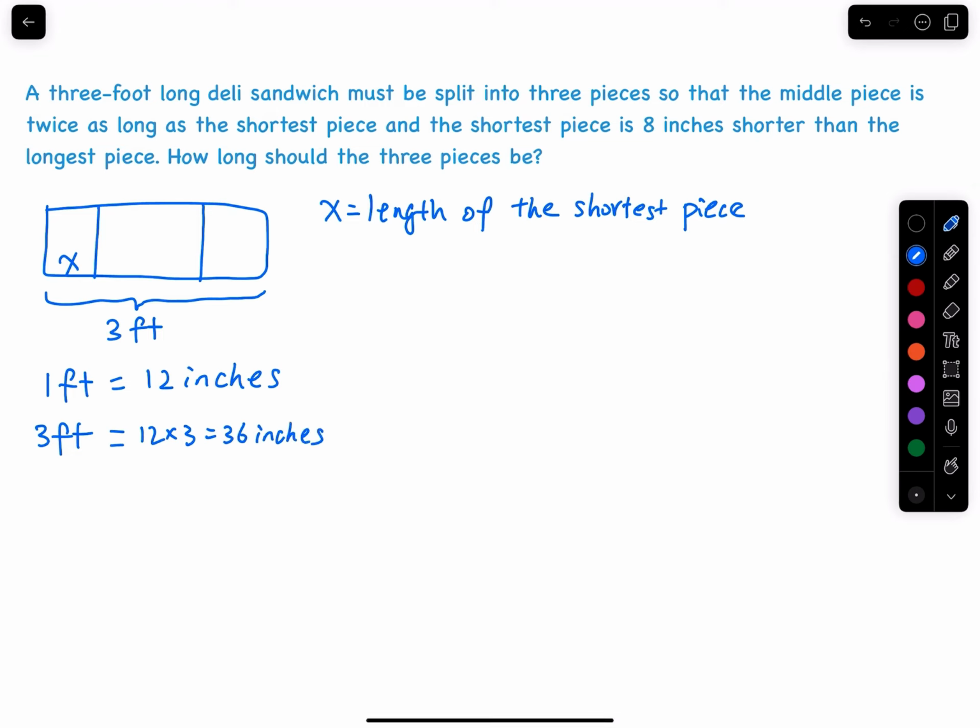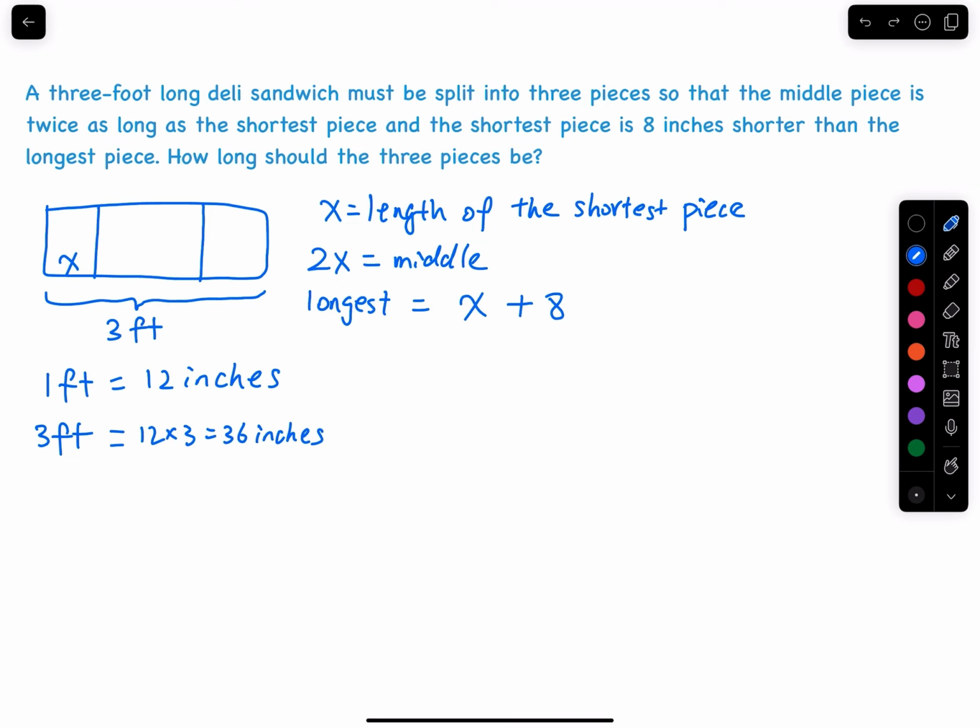All right, so x is the shortest piece. And then how about the middle piece? The middle piece is twice as long as the shortest piece. So 2 times the shortest piece is the middle. And then how about the longest piece? The shortest piece is 8 inches shorter than the longest piece. So I take the length of the shortest piece and add the 8 inches back to it, and that is equal to the longest piece. So if the shortest piece is 2 inches long, 2 plus 8, then the longest piece is 10.